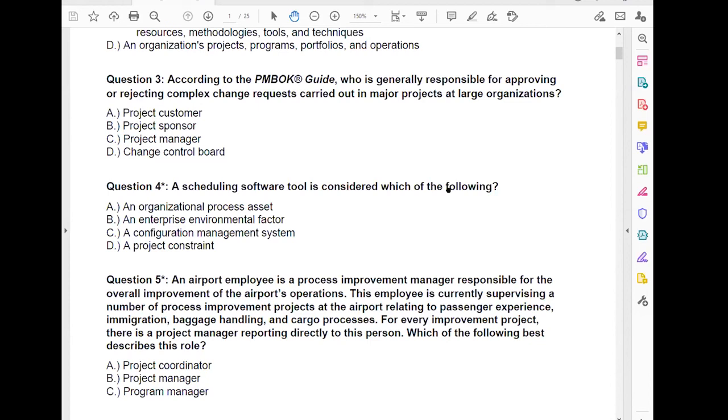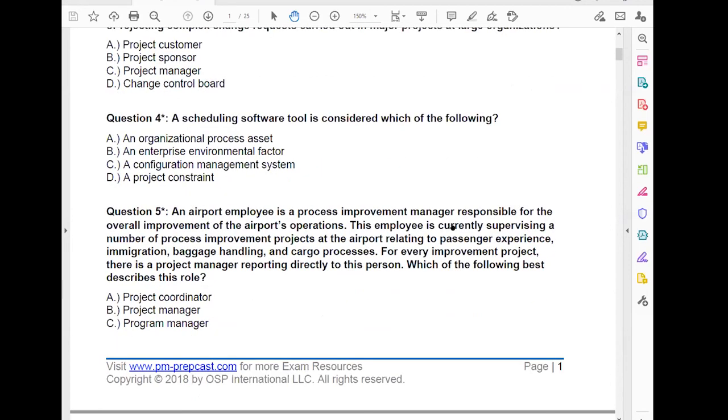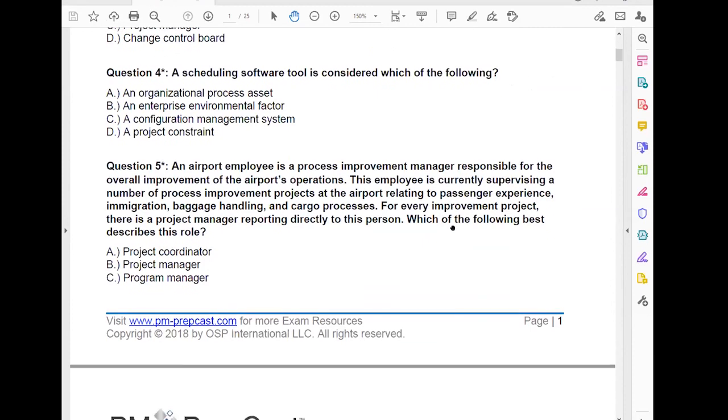Sige, number 4 na tayo, sir. Okay. Number 4, a scheduling software tool is considered which of the following? A, an organizational process asset, B, an enterprise environmental factor, C, a configuration management system, or D, a project constraint.